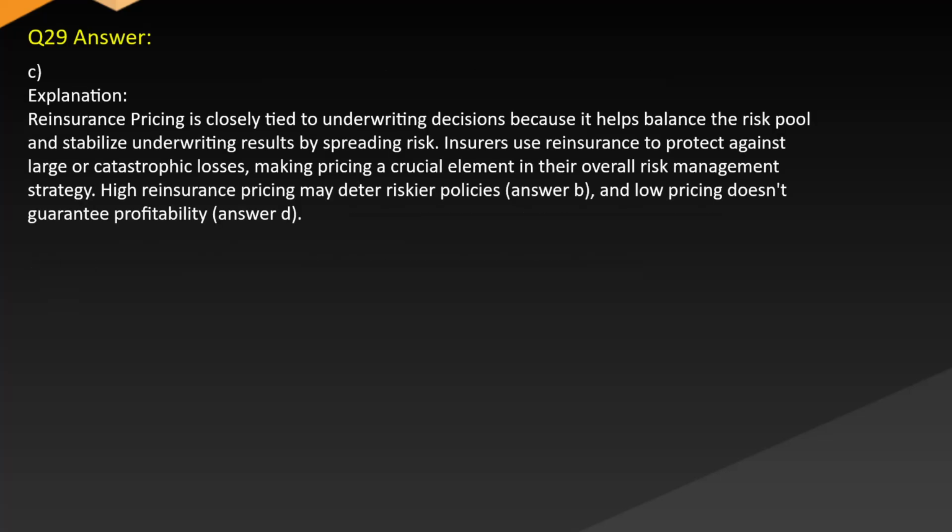Answer. C. Explanation. Reinsurance pricing is closely tied to underwriting decisions because it helps balance the risk pool and stabilize underwriting results by spreading risk. Insurers use reinsurance to protect against large or catastrophic losses, making pricing a crucial element in their overall risk management strategy. High reinsurance pricing may deter riskier policies, answer B, and low pricing doesn't guarantee profitability.